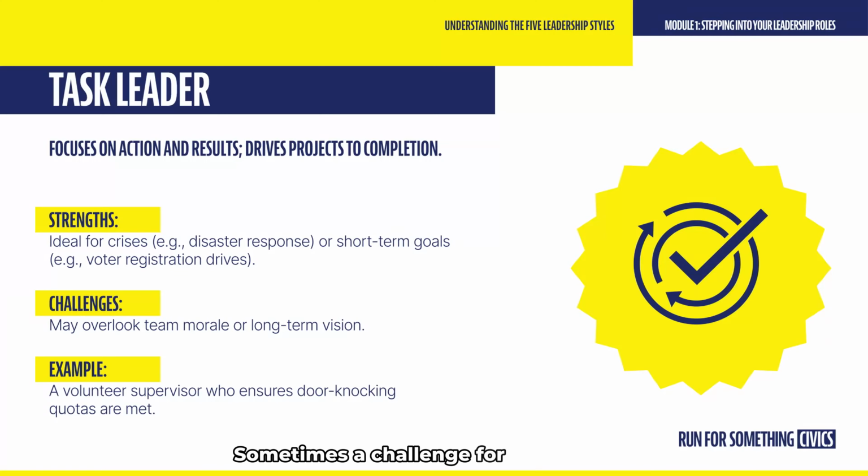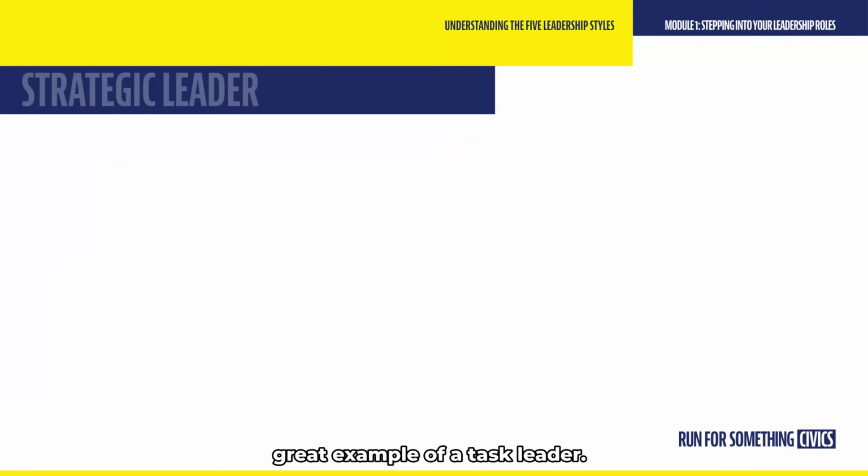Sometimes a challenge for this type of leader is they may overlook the process of how folks are getting there, and or they're so focused on their immediate goal, action, effort, or task at hand that they lose sight of the long-term vision in the work that they're doing. This is normal, and it's why we need checks and balances with different leadership styles. We've talked about some examples of task leadership, and here's one more. A field director who's running multiple campuses or phone banks and a rock star coordinating them to hit benchmarks is a great example of a task leader.